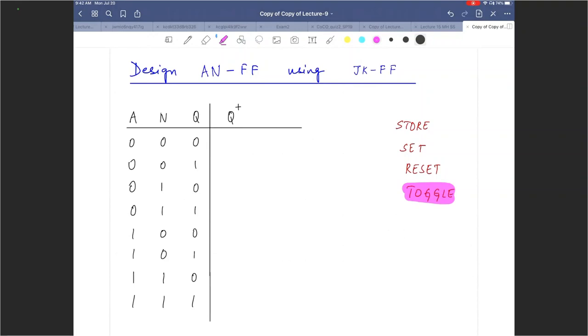All right, so that means 0 will turn to a 1, 1 will turn to a 0. Alan, next. When A is 0, N is 1, what would you like your flip-flop to do? Kill. All right. Kill is 0, 0. I don't even have to look at Q. All right, what's next? 1, 0. Set.